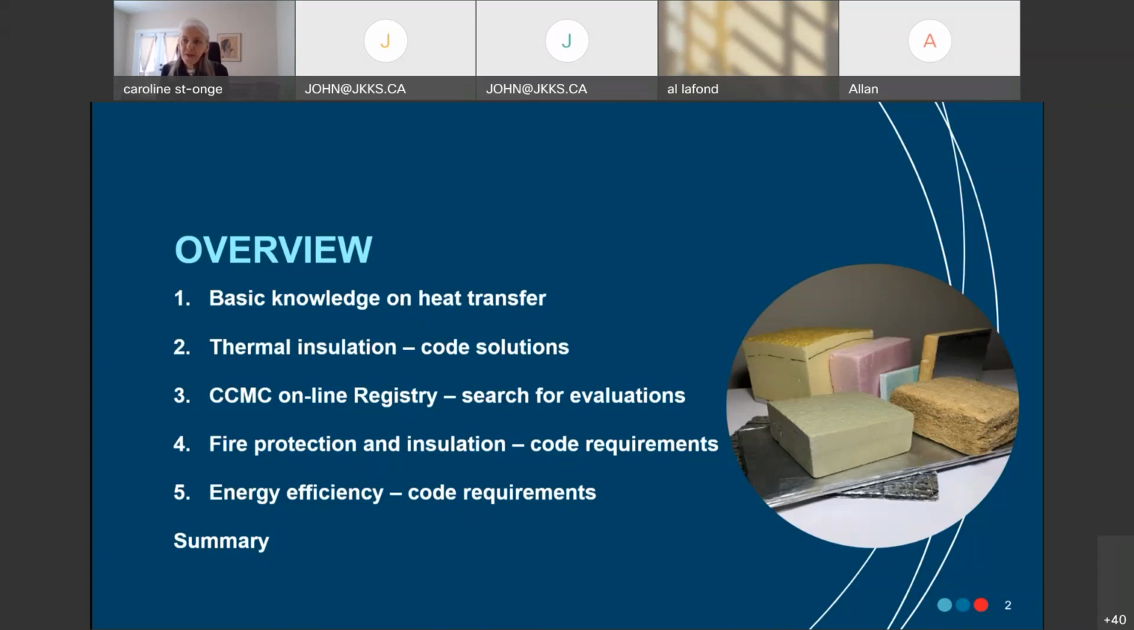And under the 4th segment, I will briefly go over the fire protection requirements related to insulation under Part 9 of the National Building Code. And at the end, last segment, I will explain the energy efficiency requirements, again related to thermal insulation. The overall presentation is limited to Part 9, so housing and small buildings of the National Building Code.